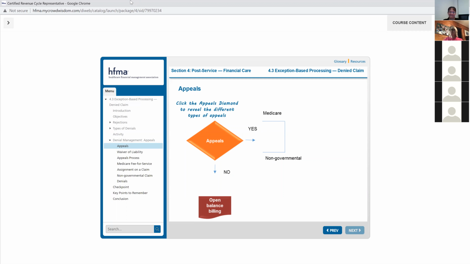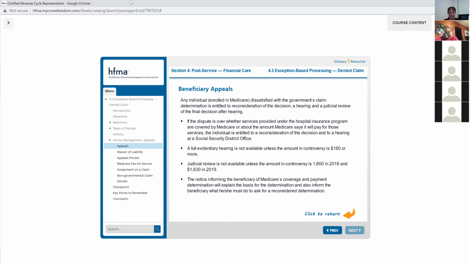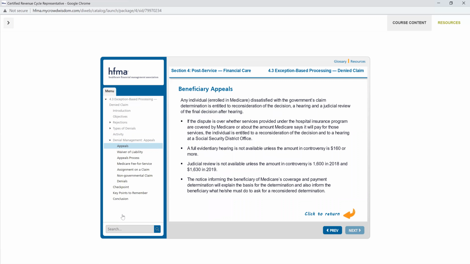So if the dispute is over whether services provided under the hospital insurance program are covered by Medicare, or about the amount Medicare says it will pay for those services, these are reasons why the beneficiary can appeal on their own behalf. So maybe just make a little note. I'm not going to read them all in full because you'd have to know the numbers if it comes up in a question. So just make a note. I'm not that familiar with the Medicare beneficiary appeal process, so if anyone has anything to add, feel free. I'm just not that familiar with it.